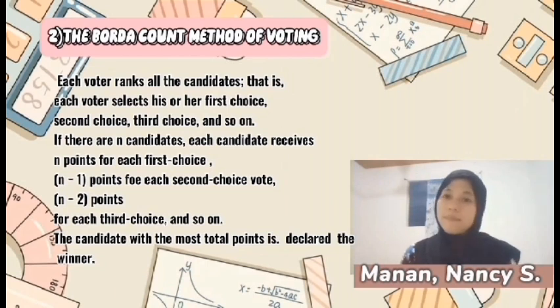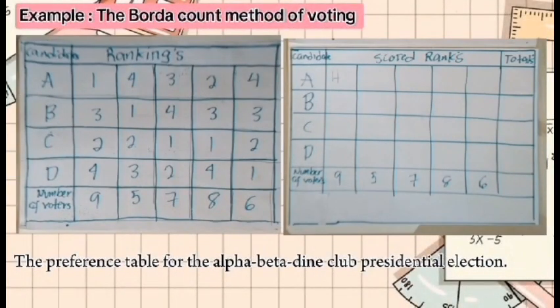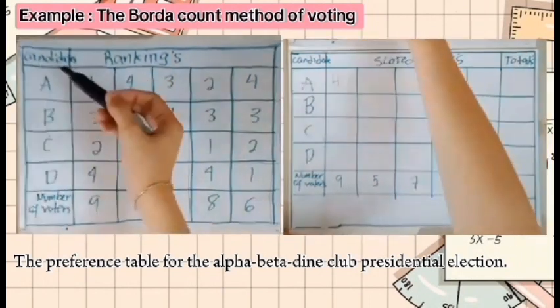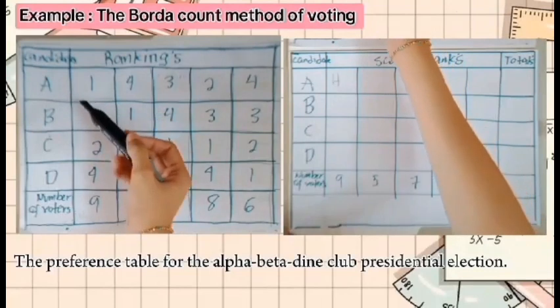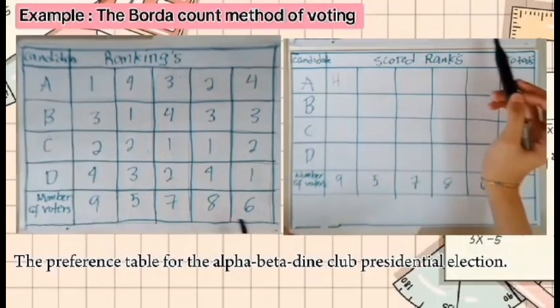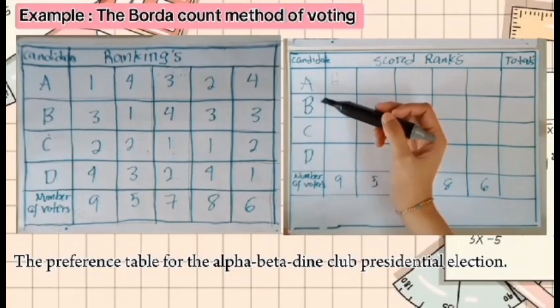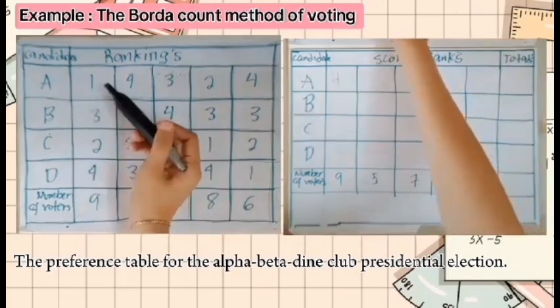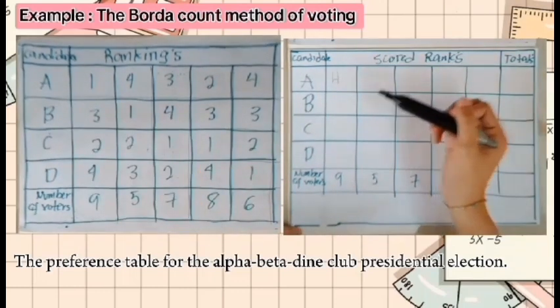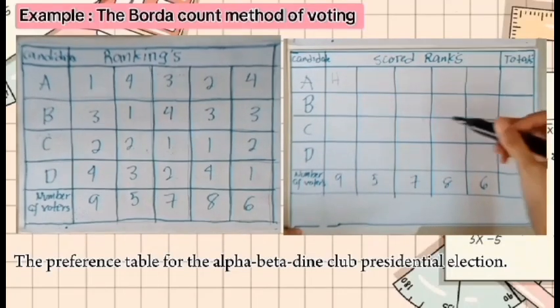Mayroon tayo dito isa pang halimbawa. So, mayroon tayong example, the reference table for the Alpha Beta Delta Club Presidential Elections. So, meron tayo dito 4 na candidates, Alpha, Beta, Delta. So, letter A, B, C, and D. So, ito naman yung number of voters niya. So, dito natin ilalagay yung mga scores nila. Pwede naman dito ilagay, at pwede rin na i-separate nyo siya ng points.